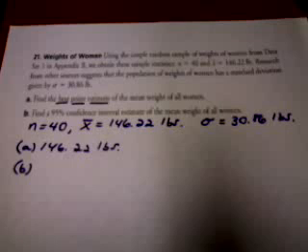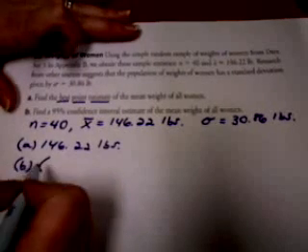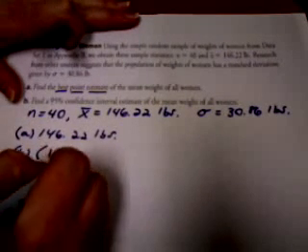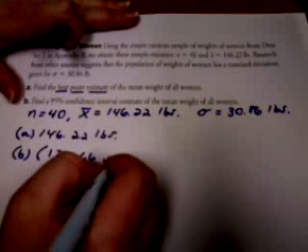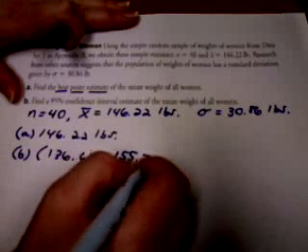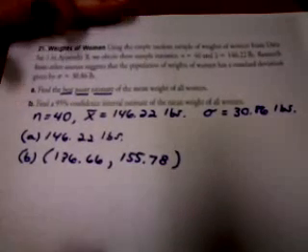Make sure Stats is highlighted. Then you're going to type in your standard deviation, which is 30.86, the mean, which is 146.22, the sample size, which is 40, and your confidence level as a decimal, so 0.95. Then you go down to Calculate and hit enter. It's going to give you an interval in parentheses: 136.66, comma, 155.78. That is your confidence interval.